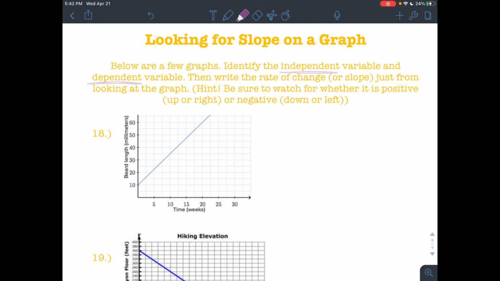I also want you to try to figure out as a fraction, your rate of change, your slope, something per something. In this case, do you think it's going to be weeks per millimeters when we're talking about beard length, or millimeters per week when we're talking about beard length? So be careful of that. Also, to figure out the rate, be careful of your numbers. This isn't starting at 0, it's starting at 10 millimeters.